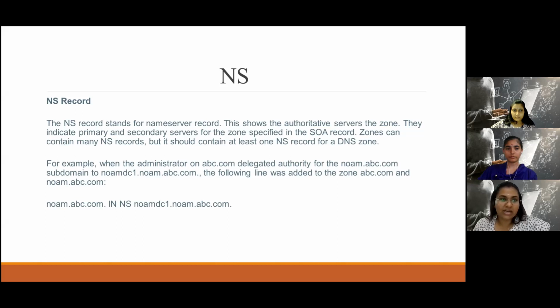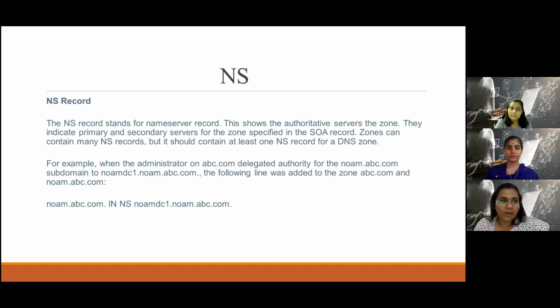NS record. The NS record stands for name server record. This shows the authoritative servers for the zone. They indicate primary and secondary servers for the zone specified in the SOA record. Zones can contain many NS records, but a DNS zone should contain at least one NS record.